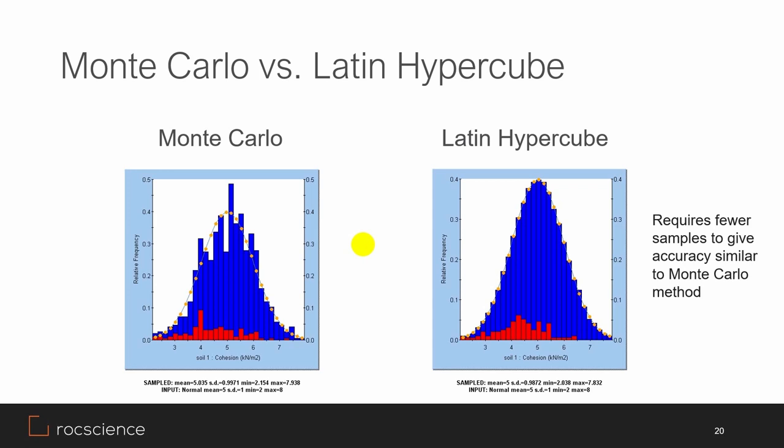We have 2 different sampling methods in Slide2: Monte Carlo simulation and Latin hypercube simulation. Monte Carlo simulation is a traditional method to do probabilistic analysis, and as you can see in this figure, the Latin hypercube method requires fewer samples to give accuracy similar to the Monte Carlo method and gives more uniform distributions compared to the Monte Carlo simulation. For the same number of simulations, you can see here that Latin hypercube is more uniform compared to the Monte Carlo simulation. So we recommend you save some time and use Latin hypercube simulations.